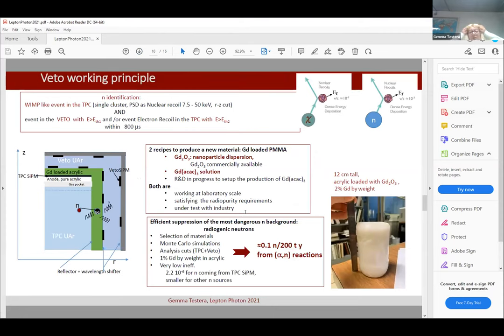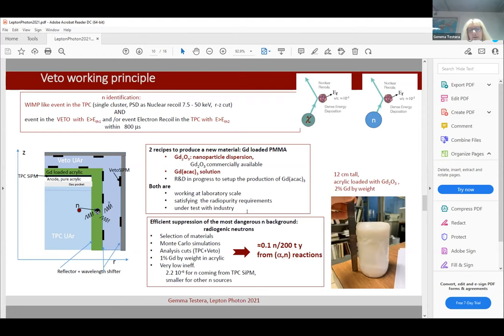Yes, the working principle of the Veto, of course, is a search for a coincidence of a WIMP-like event in the TPC and an event in the Veto due to the capture of neutrons. And for this, we have developed this new material, which is acrylic loaded with gadolinium. We have worked on two possible recipes with two different compounds of acrylic. Both are working, and very importantly, they satisfy the radiopurity requirements, which is not easy when you have gadolinium.